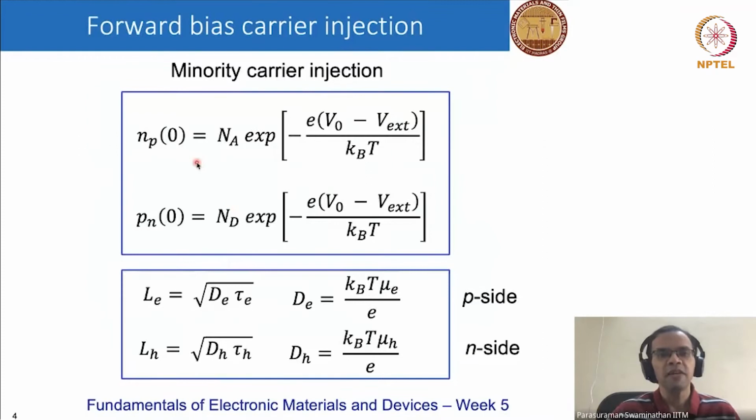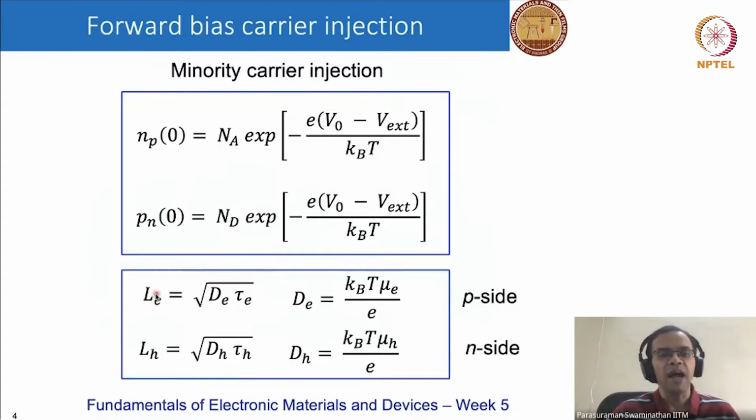So we can look at minority carrier injection. Now this happens because in forward bias, the barrier is lowered, which means as V external increases, the overall barrier decreases, and I have more minority carriers that are injected into my p-n junction. Now these, being minority carriers, will tend to recombine with the majority carriers and will finally get annihilated.